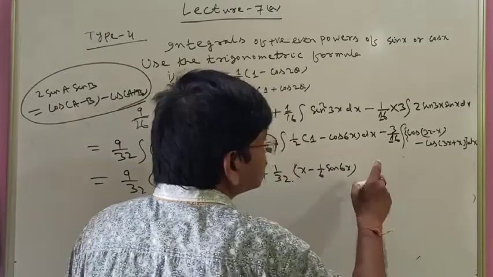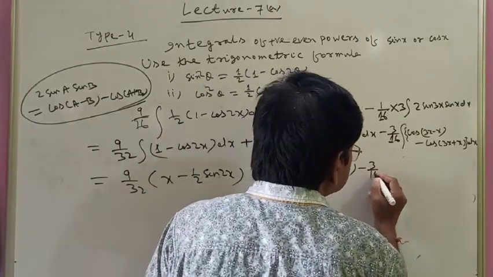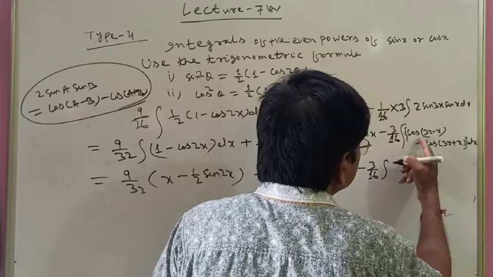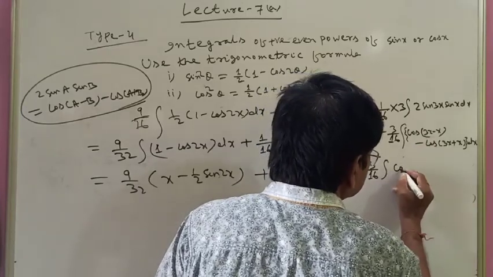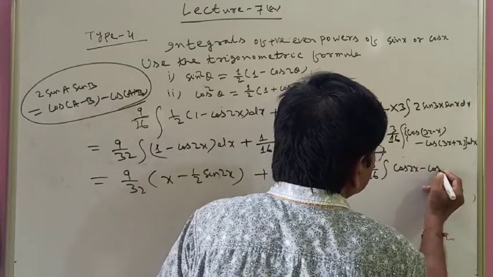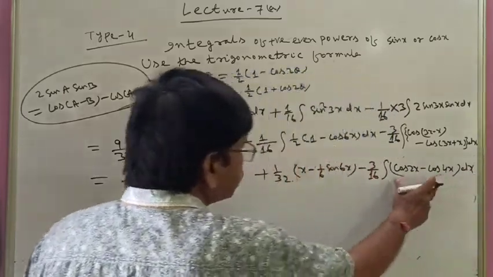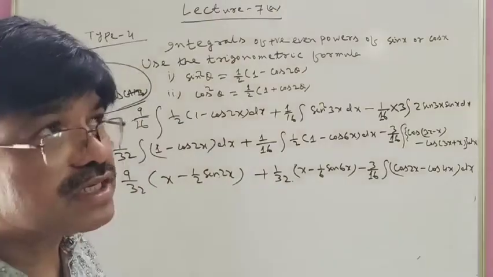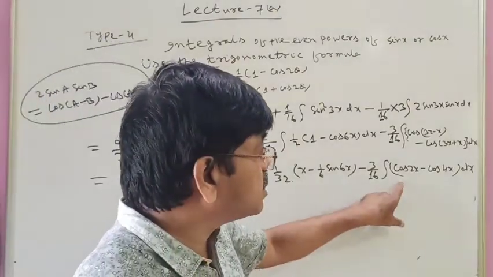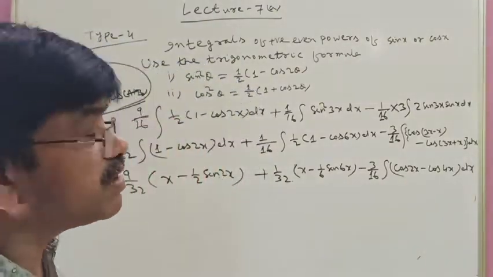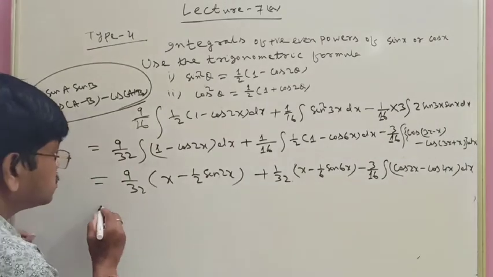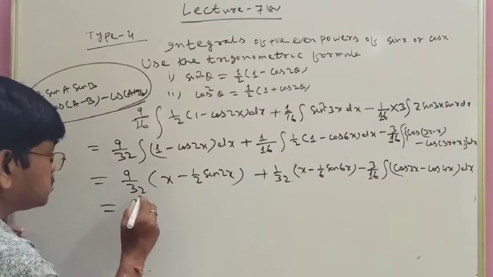And this becomes minus 3 by 16. Integration of cos 2x minus cos 4x, since 3x minus x is 2x and 3x plus x is 4x. Then you can integrate this. You know integration of cos x is sin x, so cos 2x is 1 by 2 sin 2x, and cos 4x is 1 by 4 sin 4x. Now you can do this.